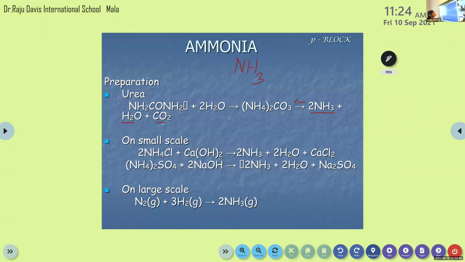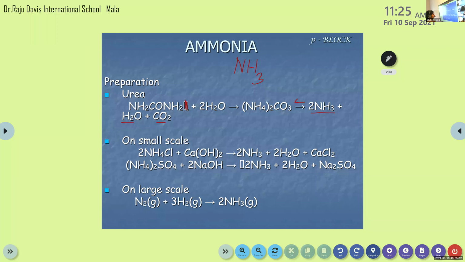And the chemical formula of urea is NH2CO, NH2. Simple method. Just dissolving in water to form ammonium carbonate, then it dissociates to form ammonia, carbon dioxide and water molecule.